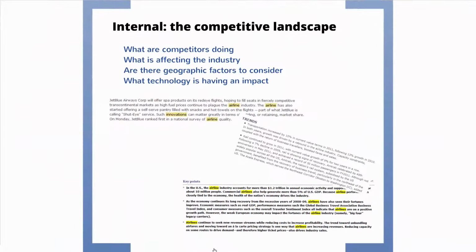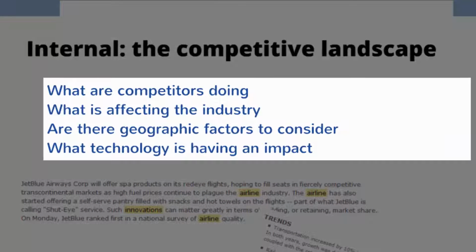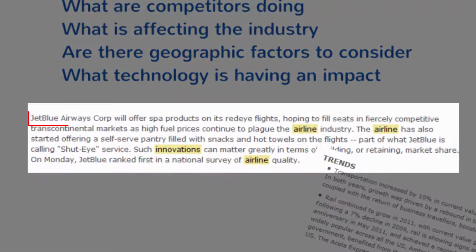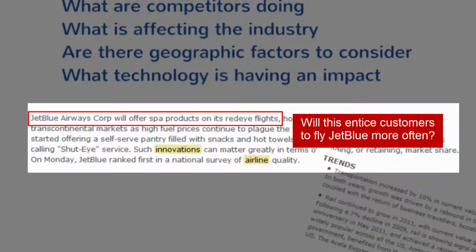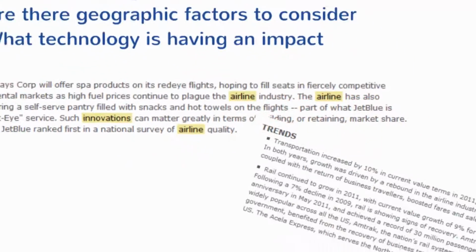Within the internal competitive landscape, this is what is happening within an industry. What are your competitors doing? How are you going to respond to what they're doing? What are those influences affecting the industry? Does geography matter? And what's technology doing? We can look at some quick examples. In this case, this is JetBlue Airways, and they're offering spa products on their red-eye flights. This might entice customers to fly JetBlue more often than other airlines on their red-eye flights. How will other companies respond to this?